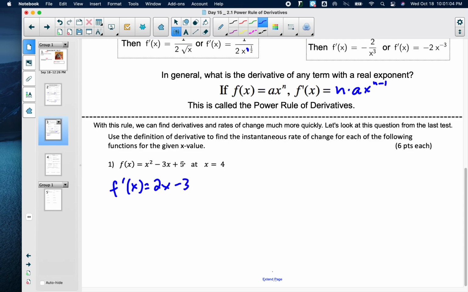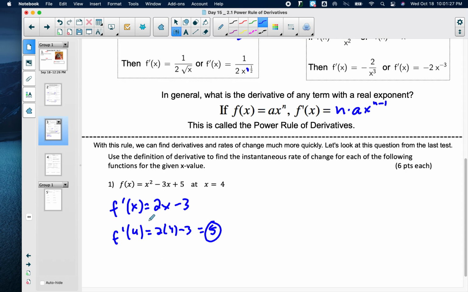And then the derivative of 5 is 0. That's a constant term. So now I can find my derivative really quickly. And then I punch in my x value. So f prime of 4 is equal to 2 times 4 minus 3, which gives me 5. Okay, so it's much more efficient now, obviously, and it's a little bit more direct.